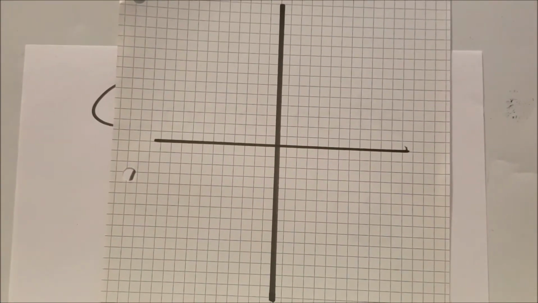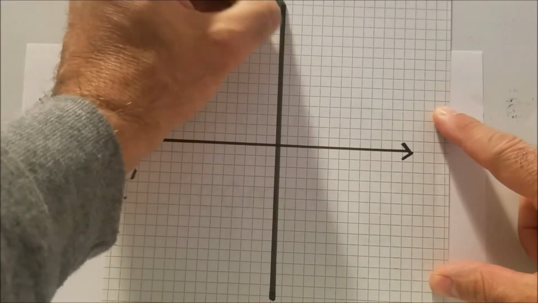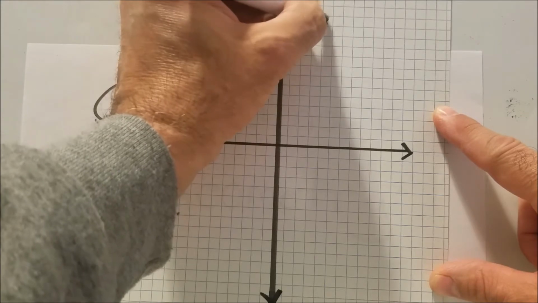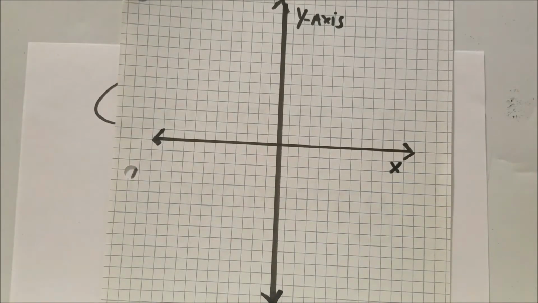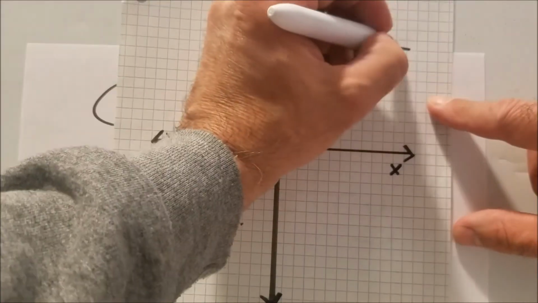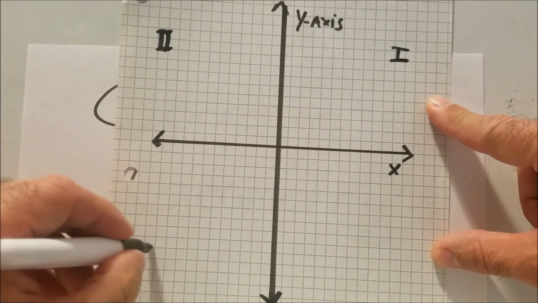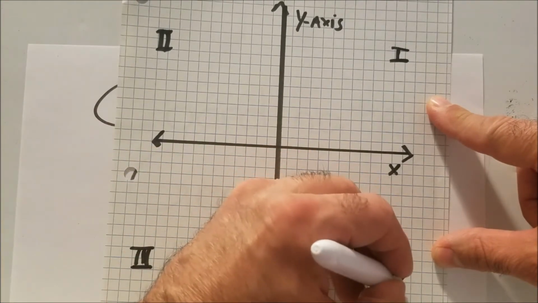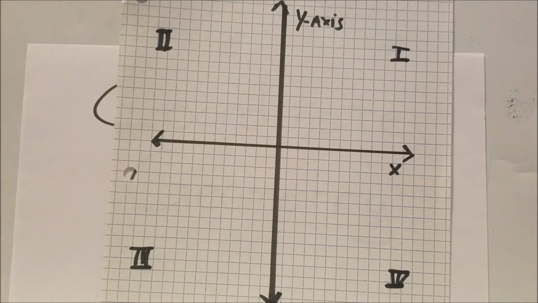We'll just put some arrows there. This is the y axis, and this is the x axis. And these are our quadrants. We have quadrant 1, quadrant 2, and it goes counterclockwise. Quadrant 3, and guess what the last one is? Exactly, quadrant 4. So quad is a Latin word for 4.